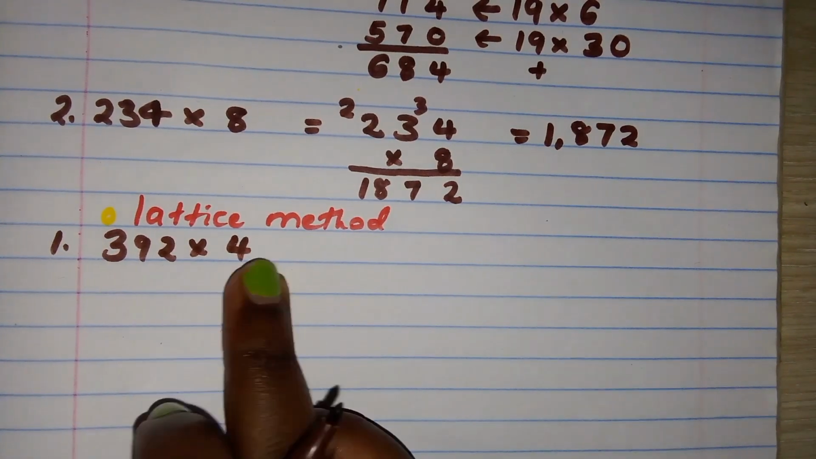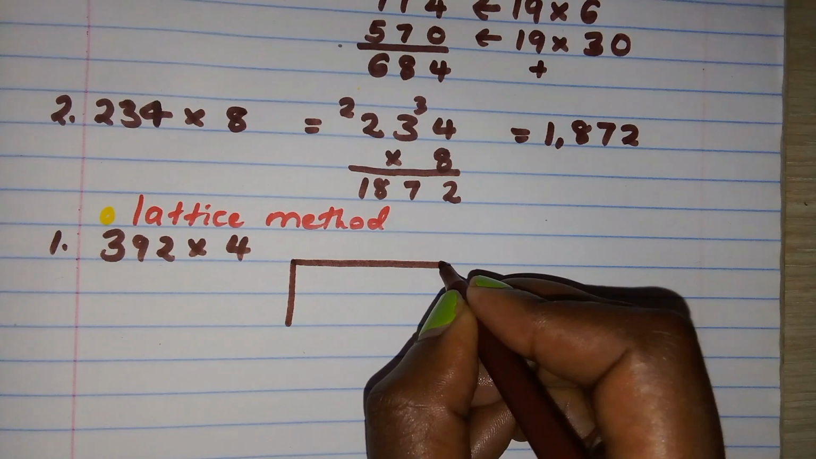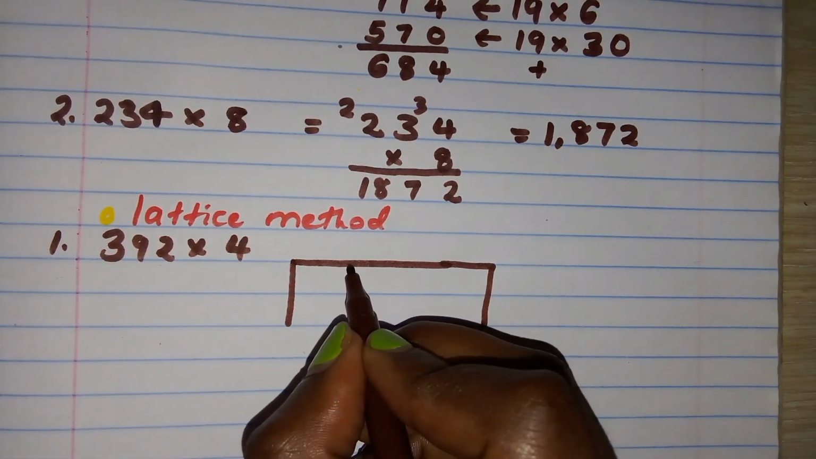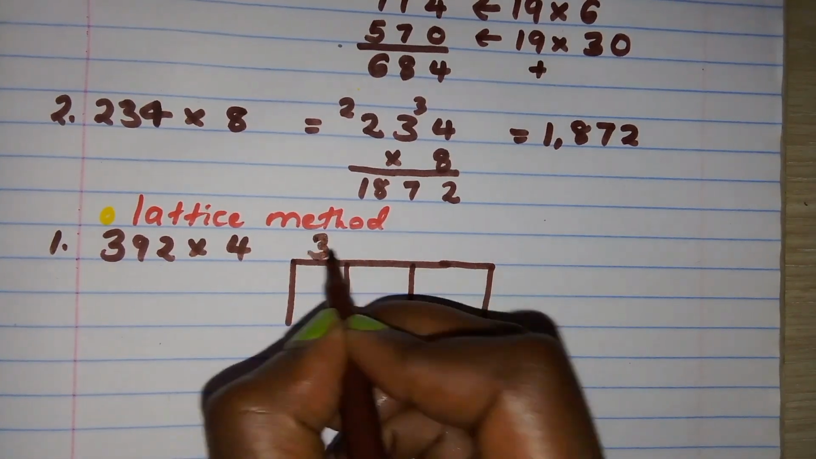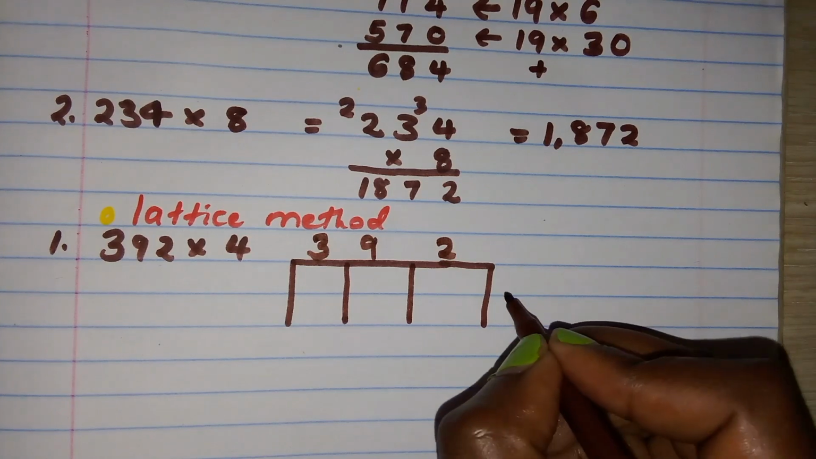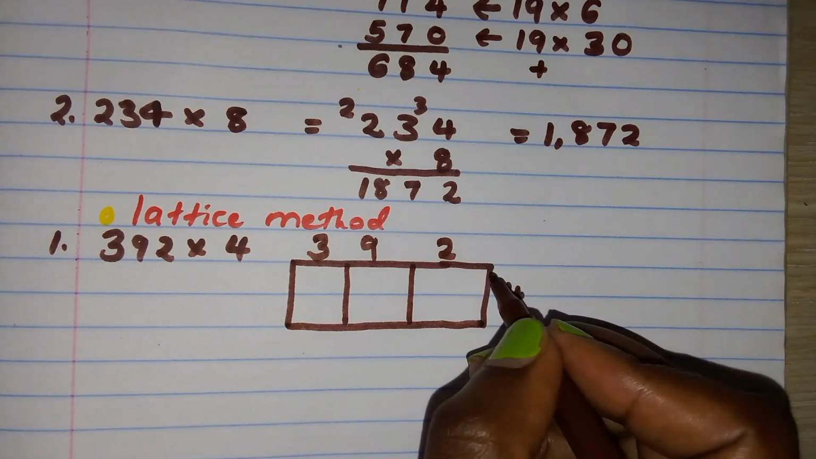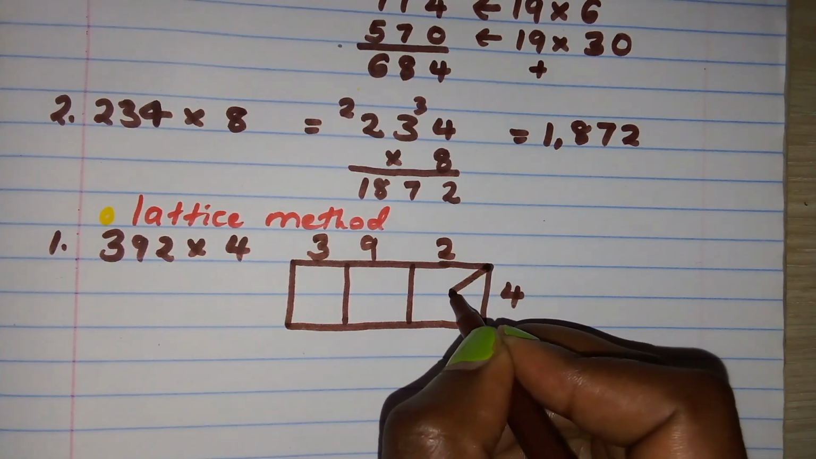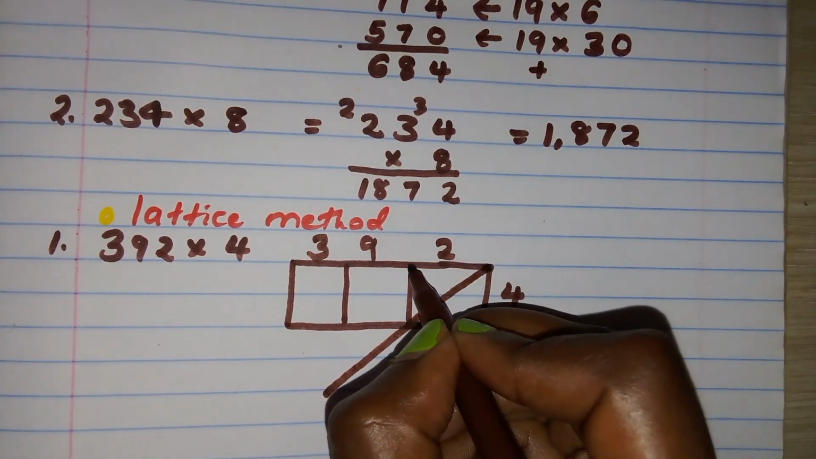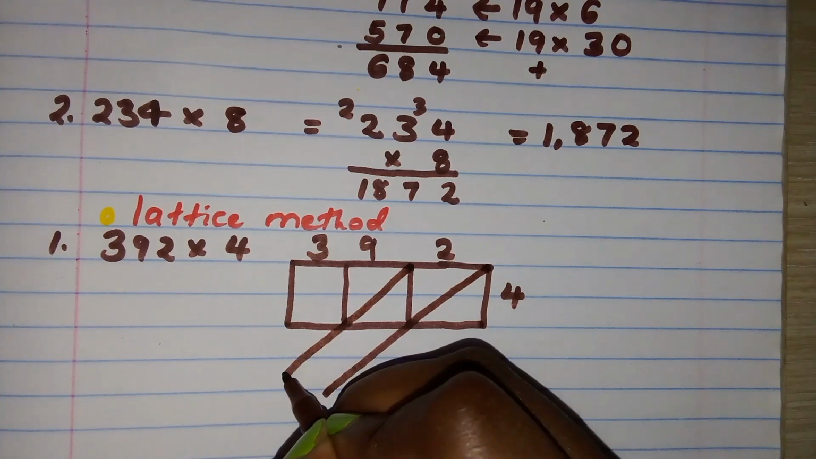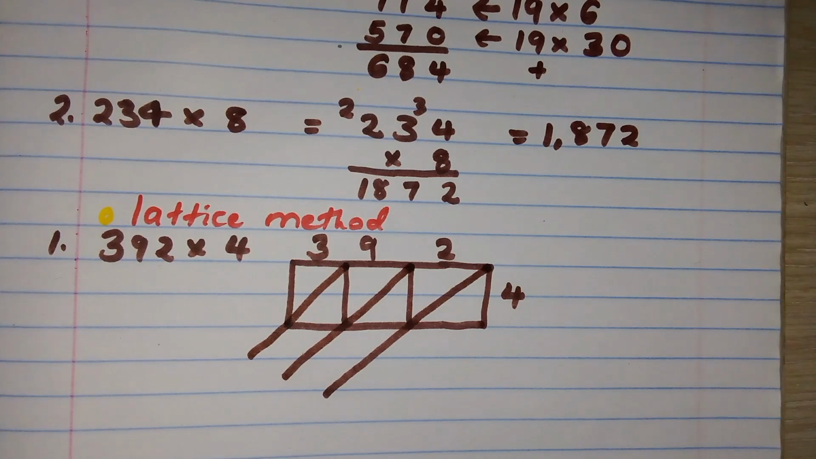Now I want to introduce another method called the lattice method. So we have 392 times 4. With the lattice method, you create a table. And then this one you split it into 3 because we have 392. Then you place your 392 on top and you put your 4 on the side. So after creating that rectangle, now each small rectangle, we want to put a diagonal there. Same thing with all the small rectangles inside. Even that one, we do the diagonal like that.